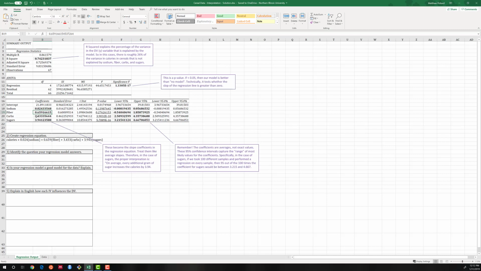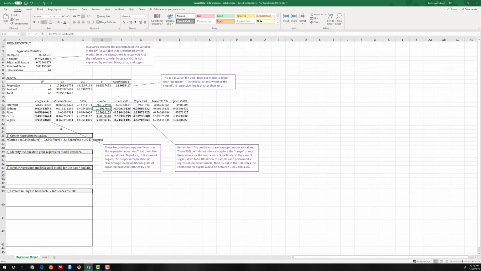And so there's a difference between statistical significance. So if we come over here, this isn't statistically significant in this model, neither is sodium. And practical significance, that's the size of the coefficient.